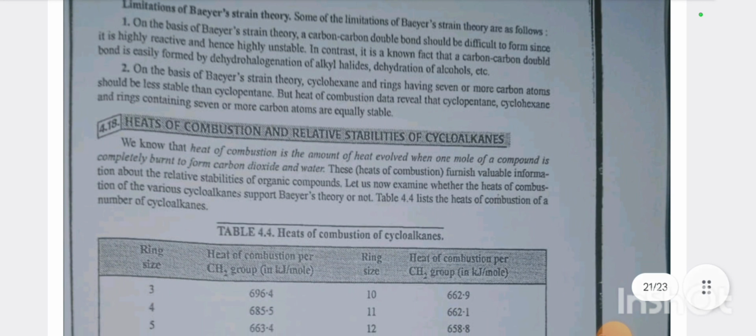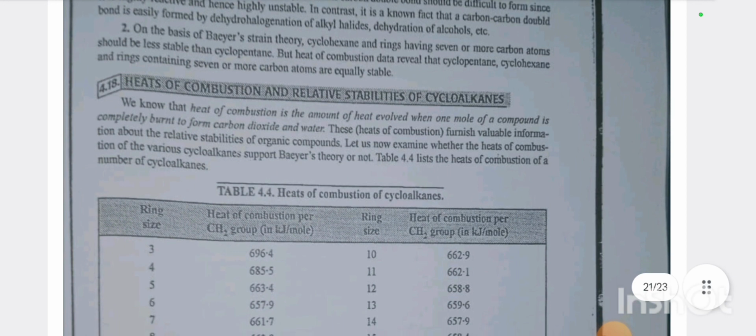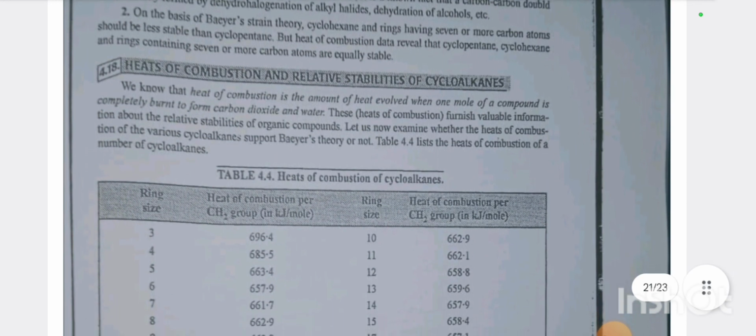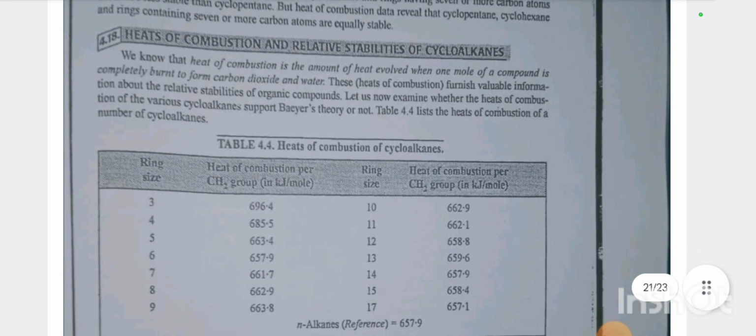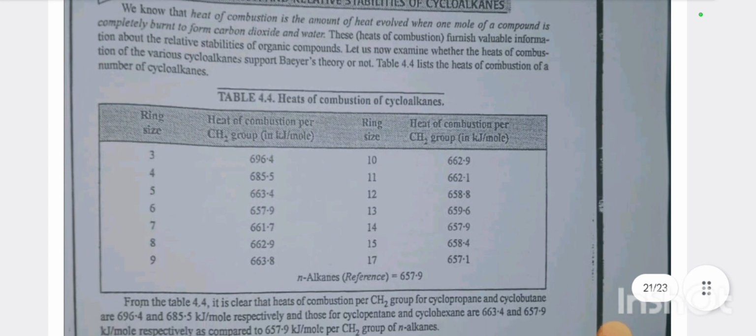On the basis of Baeyer's strain theory, cycloalkane rings having 7 or more carbon atoms should be less stable than cyclopentane, but heat of combustion data reveal that cyclopentane, cyclohexane and rings containing 7 or more carbon atoms are equally stable. Heat of combustion and relative stabilities of cycloalkanes.